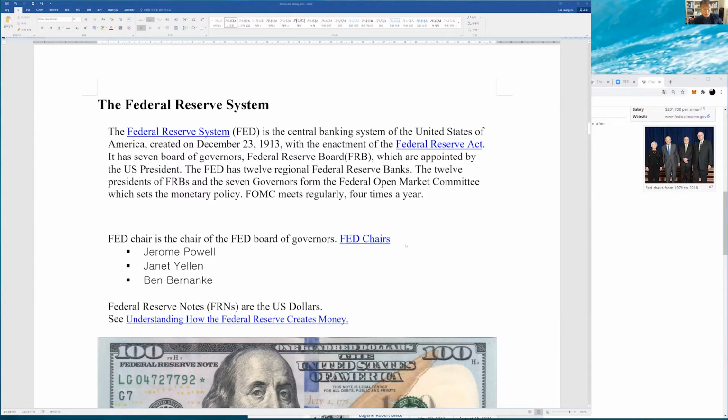The Fed chairs, you can click this link right here, and then you can see all the past Fed chairs. The most recent Fed chair is Jerome Powell, and the one before Jerome is Janet Yellen, who is now Secretary of the Treasury Department. Ben Bernanke was the Fed chairman during the 2008 financial crisis. We'll talk about him later on.